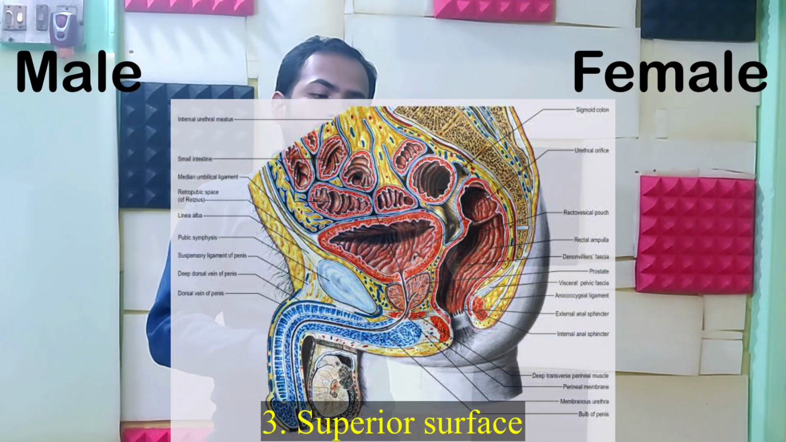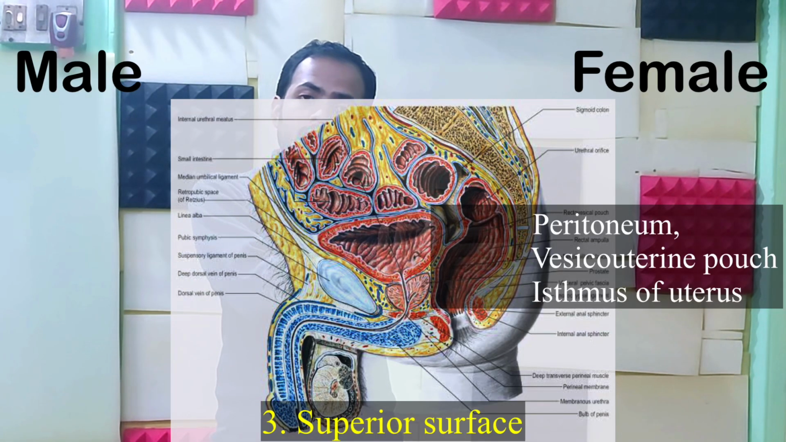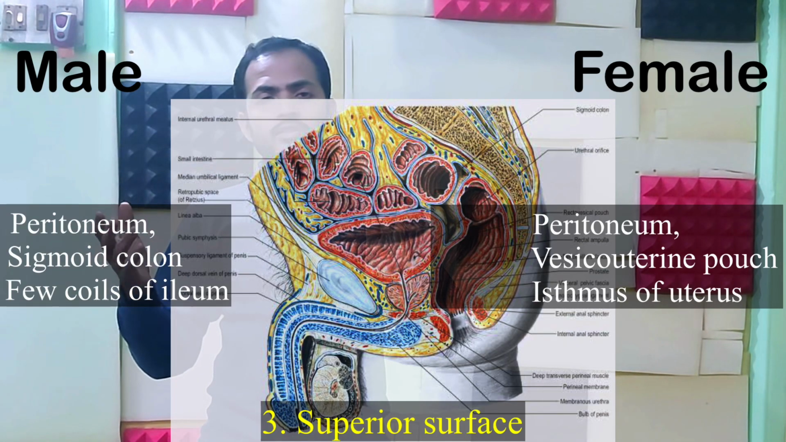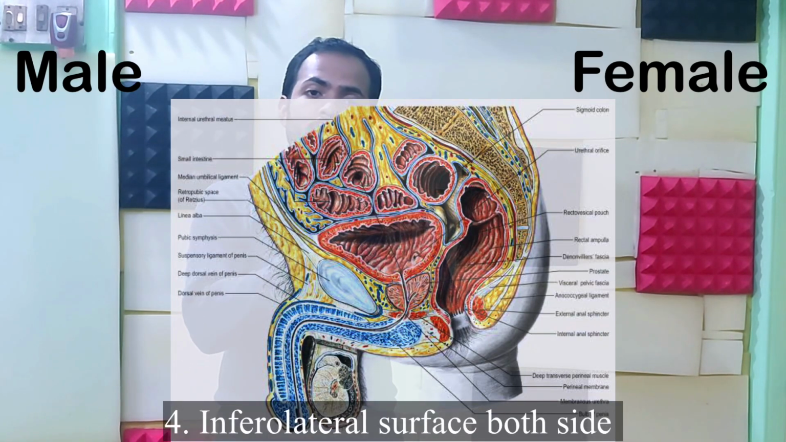And the third point, our superior surface. In the superior surface in female you will find our peritoneum, then vesicouterine pouch and isthmus part of the uterus. That's all. And in male you will find a few coils of ileum, then peritoneum and sigmoid colon. That's all, nothing else.